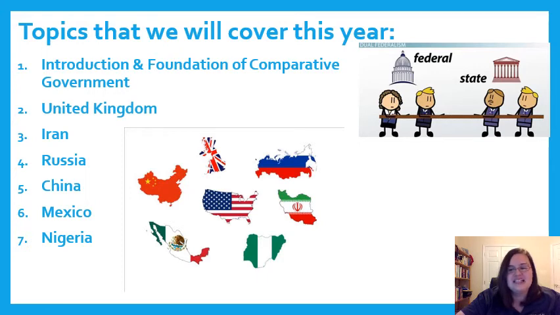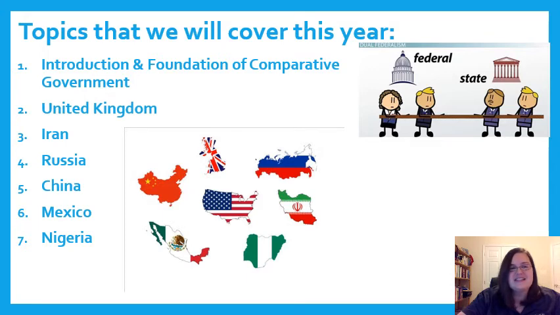From there, we'll delve into each country specifically: the United Kingdom, followed by Iran, Russia, China, Mexico, and Nigeria. And the reason we'll go in that order will be clear as we move through our units. Each of these countries has a different series of geographic features, different cultural and social components, a different history. All of these components shape the kind of government that they have today and the kind of government they'll have in the future. We'll study social movements and why people require changes, how governments change over time. So many incredible things to learn and so little time. I can't wait to work with you this year to study all of these incredible countries and their systems of government and politics.